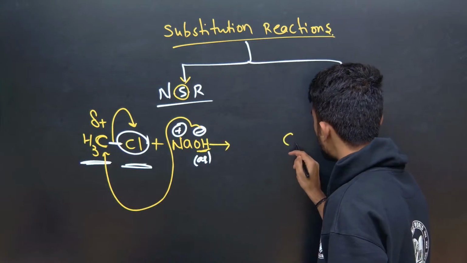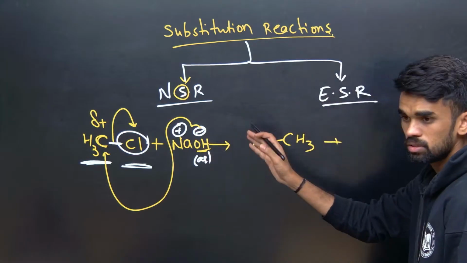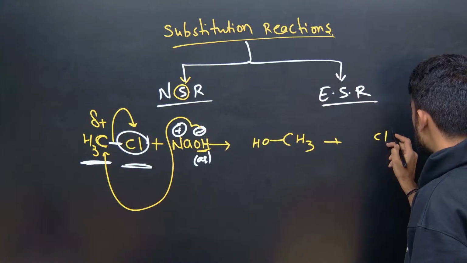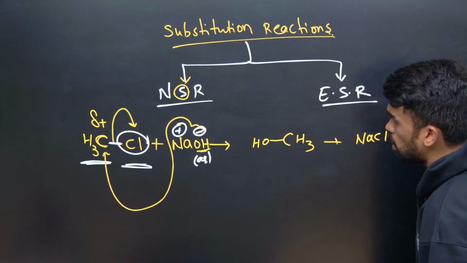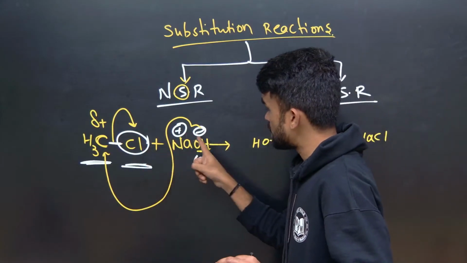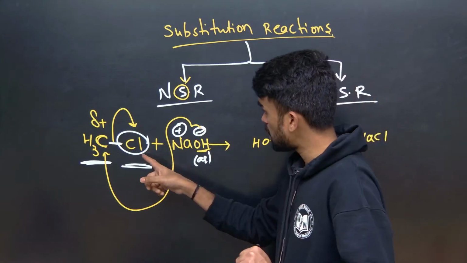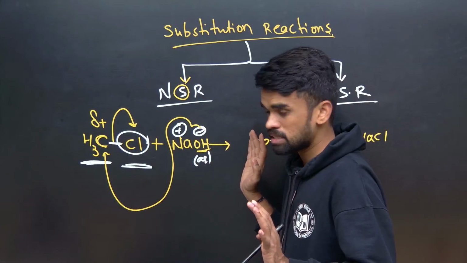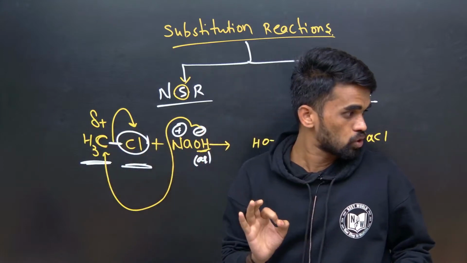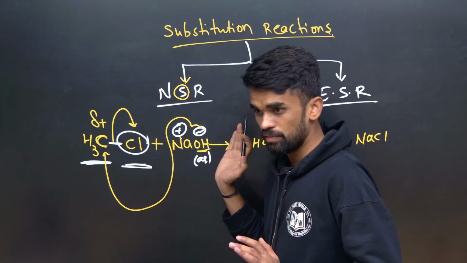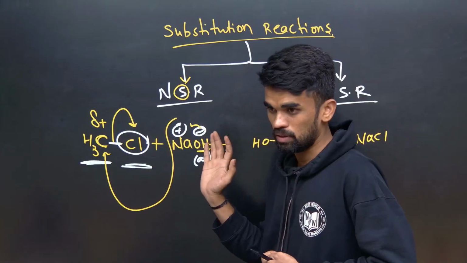So what is the product we got now? CH3OH, and what was removed? Chlorine, so Cl- Na+. This is the product formed. Now what you have understood here is that Cl- is displaced by OH-, that's it. So we can say displacement reaction, there is nothing wrong in that. Or Cl- is substituted by OH-. Whatever group goes out from the substrate, we should call it the leaving group. What is that? Chloride ion is the leaving group. And the incoming group we can call the incoming nucleophile.